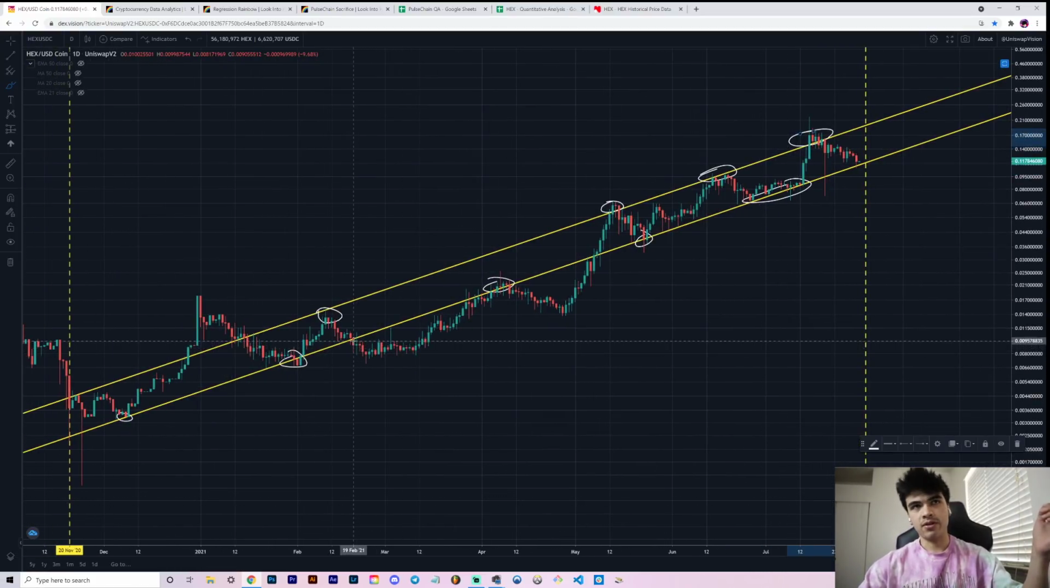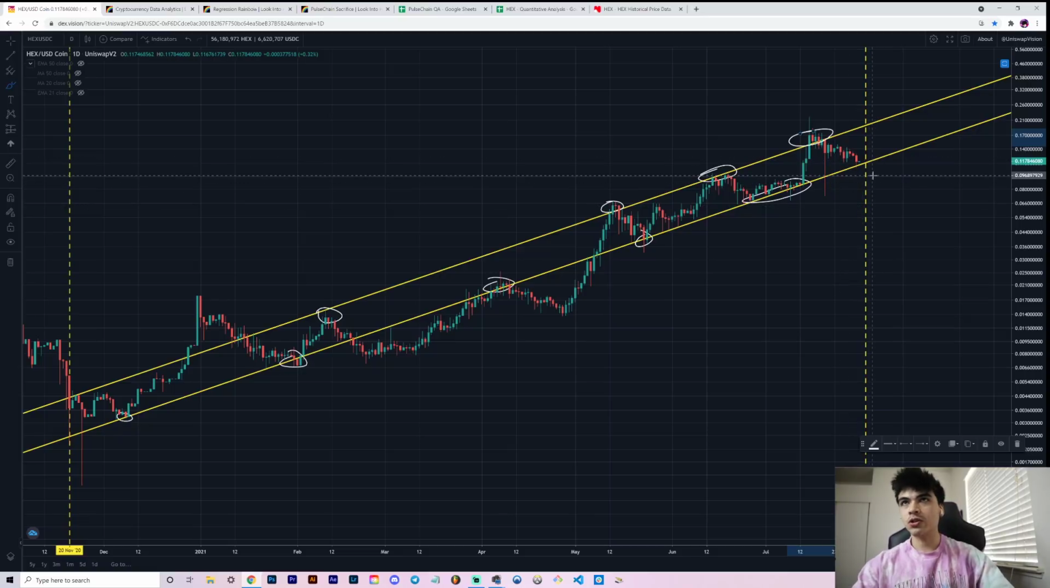Obviously, there was a time here when we kind of scooped beneath it, formed this little sort of parabolic looking shape, sort of U shape. And then we also held it as resistance here and then broke beneath for a little longer. However, this was a crucial turning point back here. We highlighted it in the video. So are we at a crucial turning point?